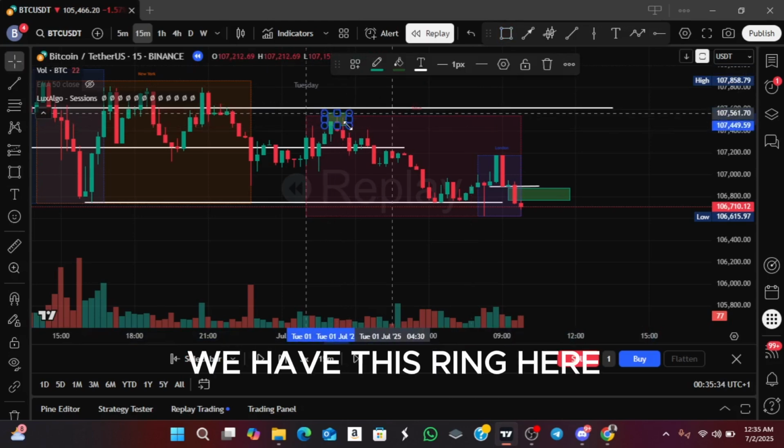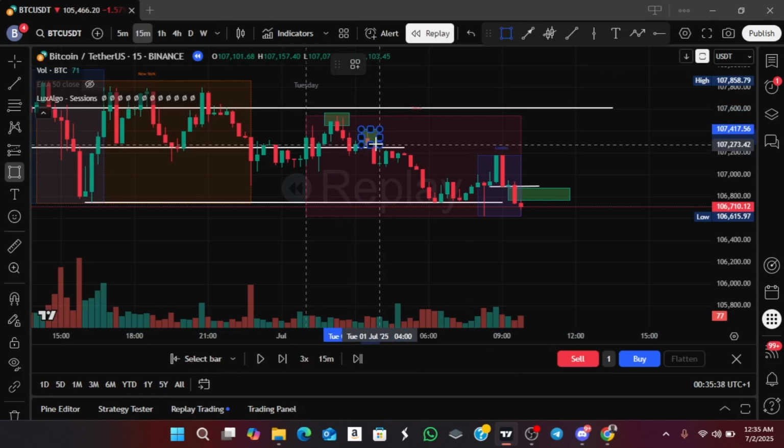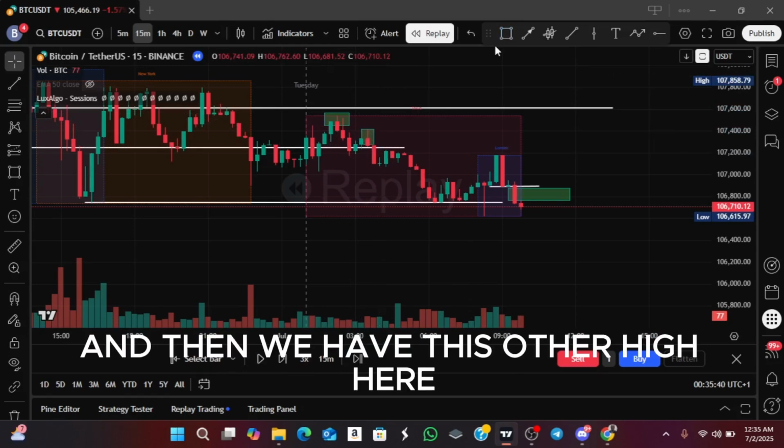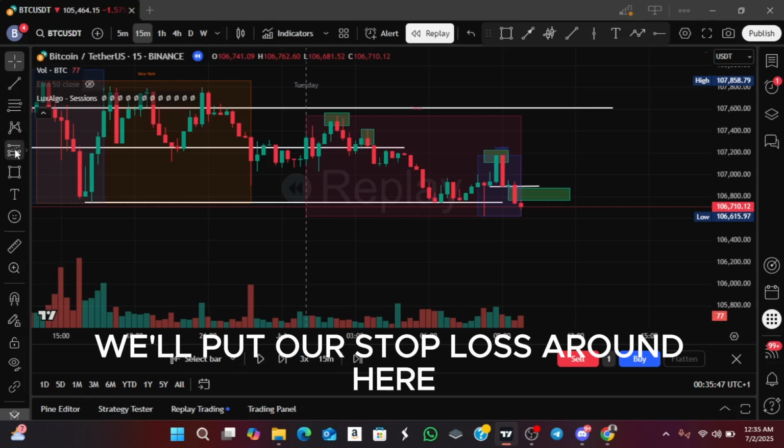We have this swing here. And then we have this other high here. So in order to protect ourselves, we'll put our stop loss around here.